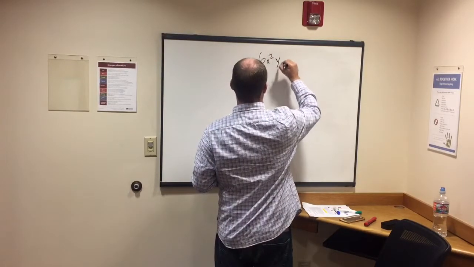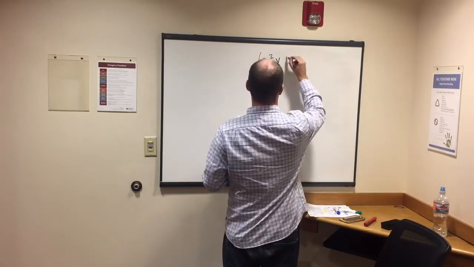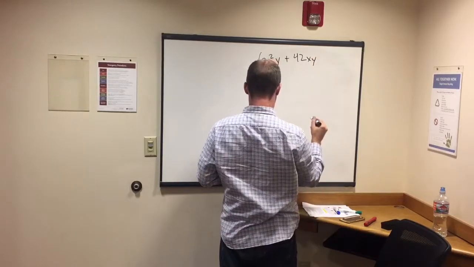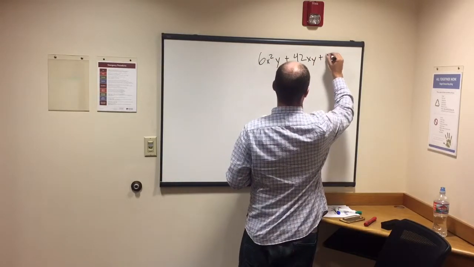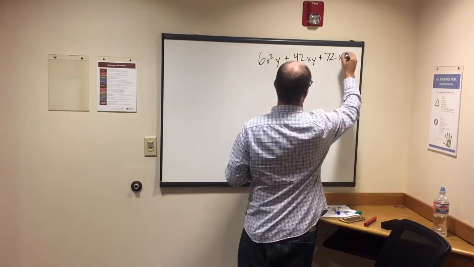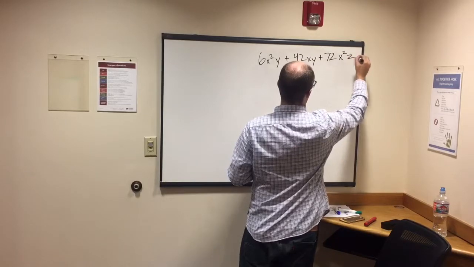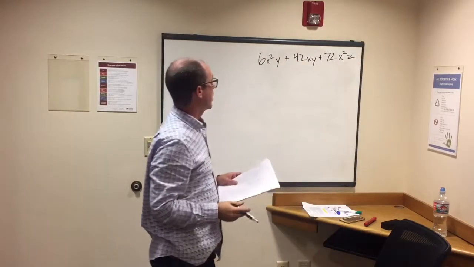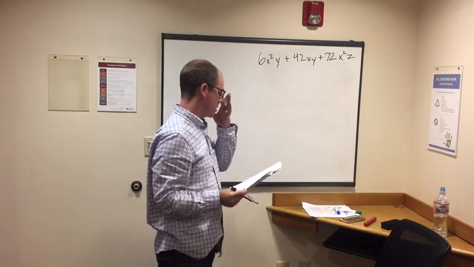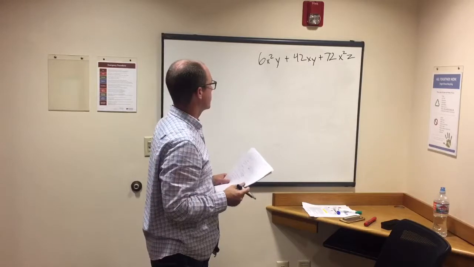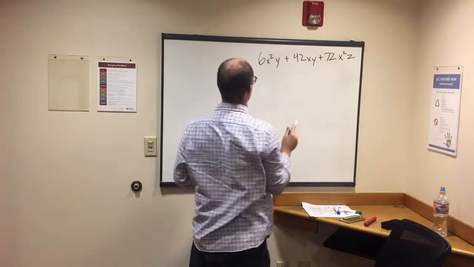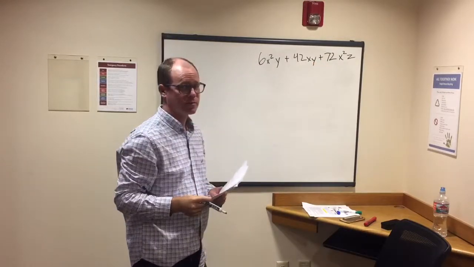6x squared y plus 42xy plus 72x squared z. All right, so that one, right, especially if you're not comfortable with factoring, probably just looks like a big mess, right? And so what we start with is, again, what from these numbers, 6, 42, and 72, can we take out of each of them, right?